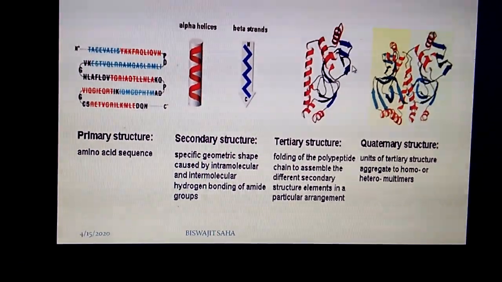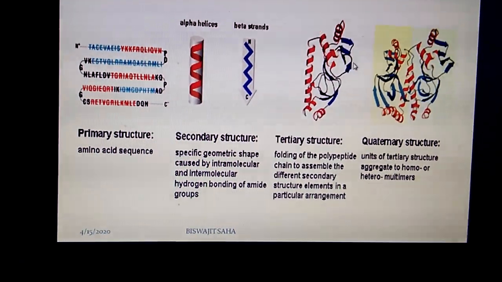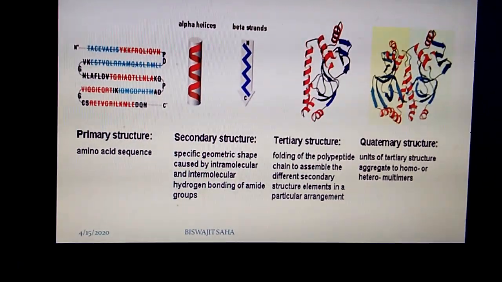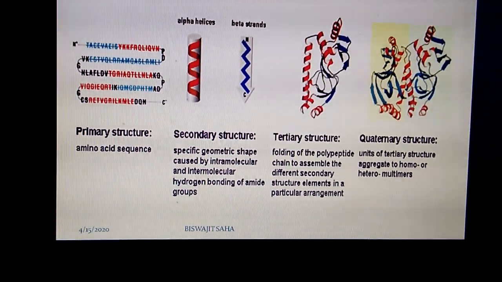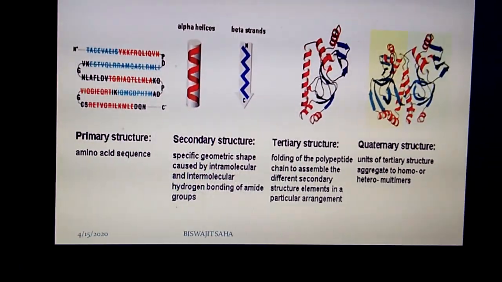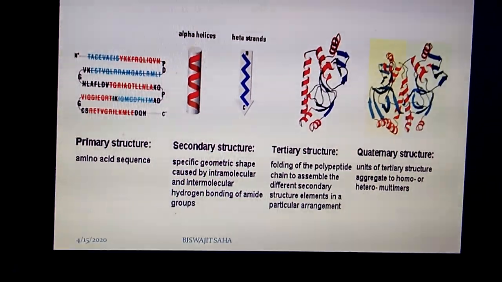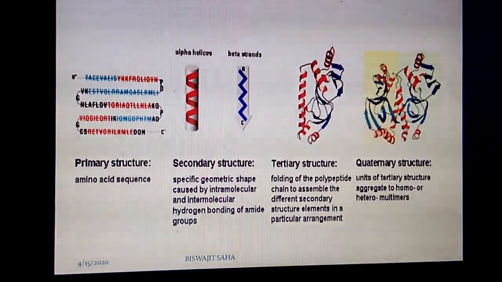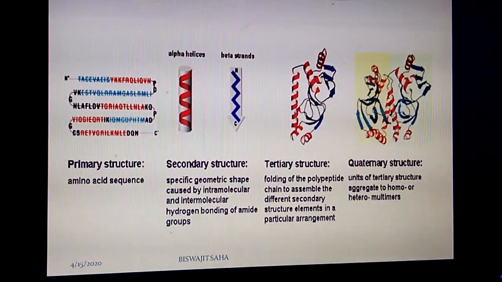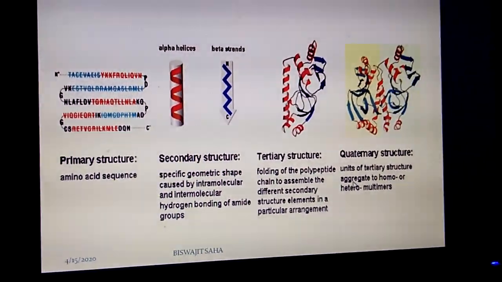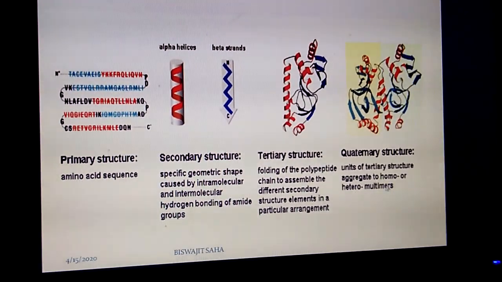So tertiary structure is the spatial arrangement between the domains on the same peptide chain, resulting in an ordered 3D form of the protein, and it is the final native form of a monomeric protein having a single polypeptide chain. That means if the polypeptide chain is composed of more than one subunit, it ultimately forms the quaternary structure. Quaternary structure is the aggregation of tertiary structure units into homo or hetero multimers.